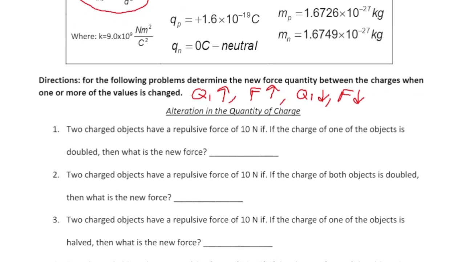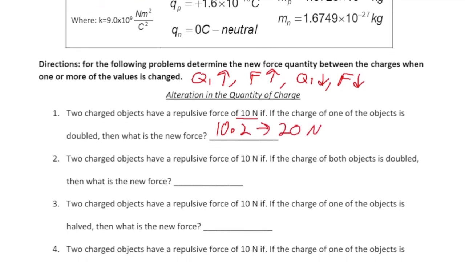So if we take a look at number 1 here, it says two charged objects with a repulsive force of 10 newtons. If the charge of one object is doubled, what's the new force? Well, we just said whatever we do to charge is going to happen to force. So if we double the charge, we're going to double the force. So 10 doubled, that just means 10 times 2. That means that our new force is 20 newtons.